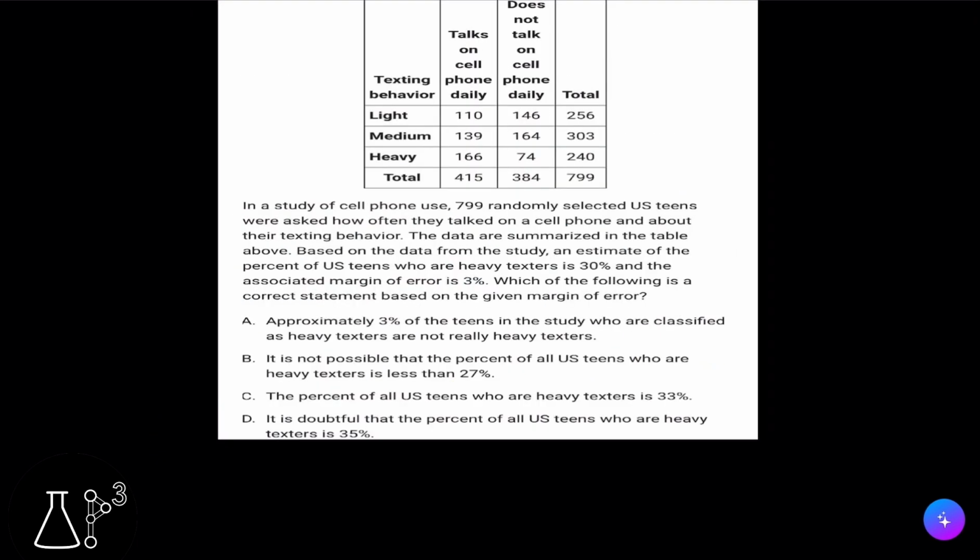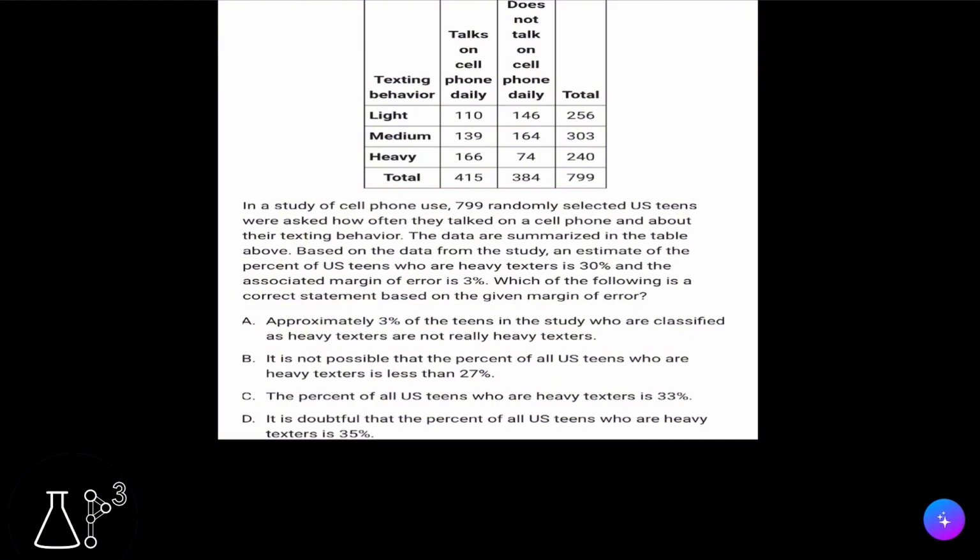Okay, let's move on to the hard questions. In a study of cell phone use, 799 randomly selected U.S. teens were asked how often they talked on a cell phone and about their texting behavior. The data are summarized in the table above. Based on the data from the study, an estimate of the percent of U.S. teens who are heavy texters is 30%, and the associated margin of error is 3%. Which of the following is the correct statement based on the given margin of error?